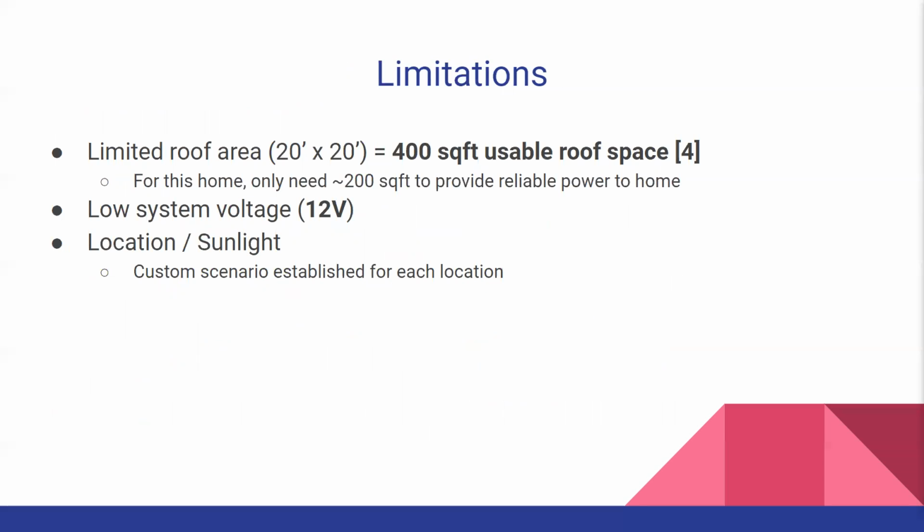Our limitations are the roof area, which is 20 by 20, equaling only 400 square feet of usable roof surface. For this home, we only need 200 square feet to provide reliable power. We're going to opt for a low system voltage of 12 volts, and the location of the solar array and the sunlight are going to vary depending on what part of town we decide to use, and it's going to be custom for each scenario.